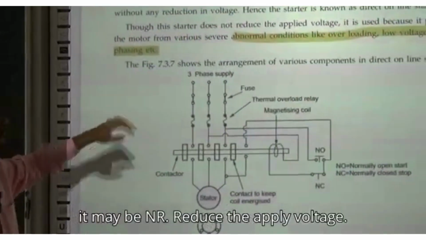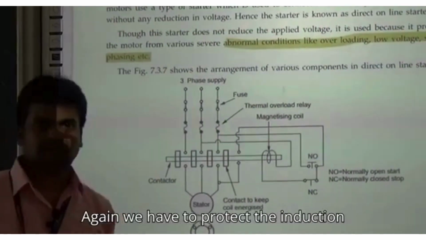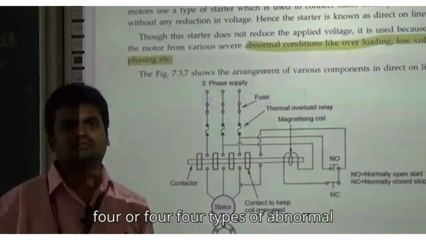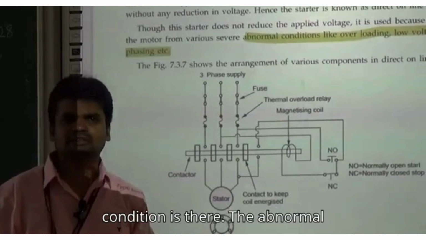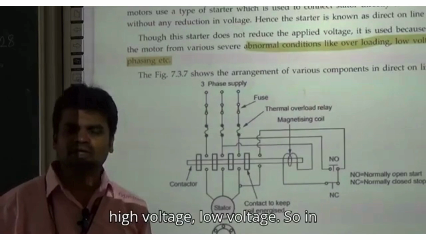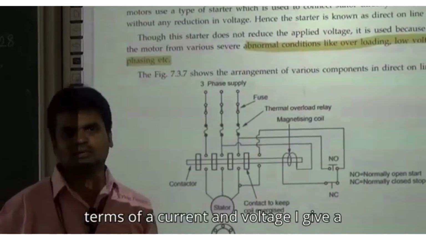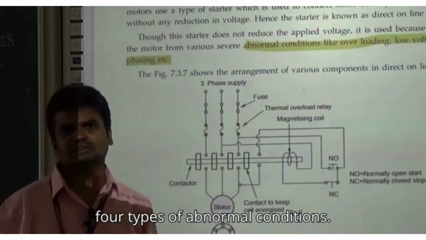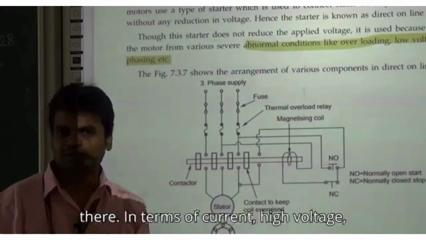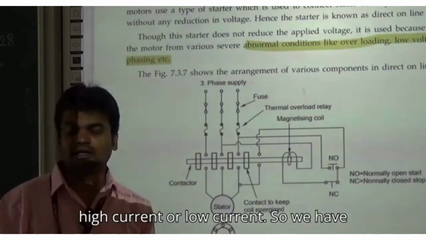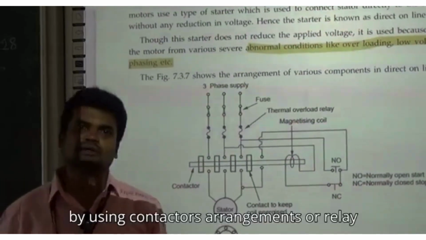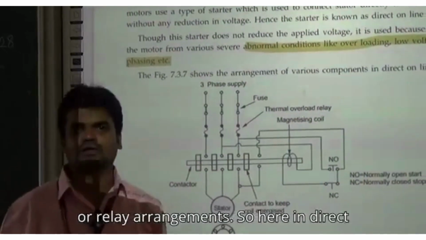Though we may not reduce the applied voltage, we still have to protect the induction motor. Normally, we have four types of abnormal conditions. The abnormal conditions are high current, low current, high voltage, and low voltage. So in terms of current and voltage, I give four types of abnormal conditions. In terms of voltage, there is high voltage and low voltage. In terms of current, there is high current or low current. So we have to protect against these abnormal conditions by using contactor arrangements or relay arrangements.